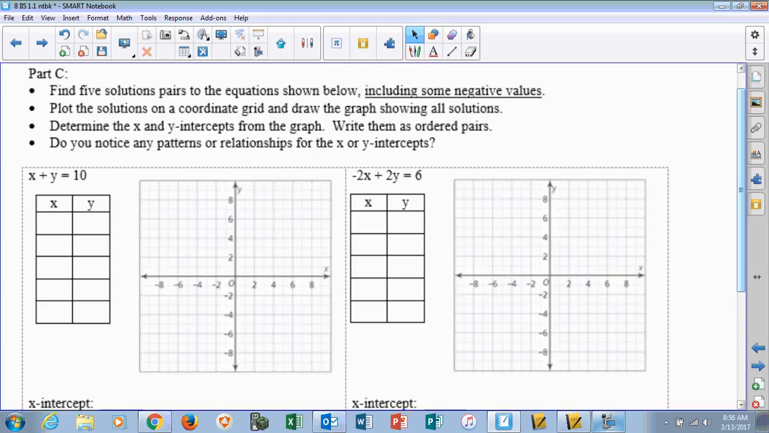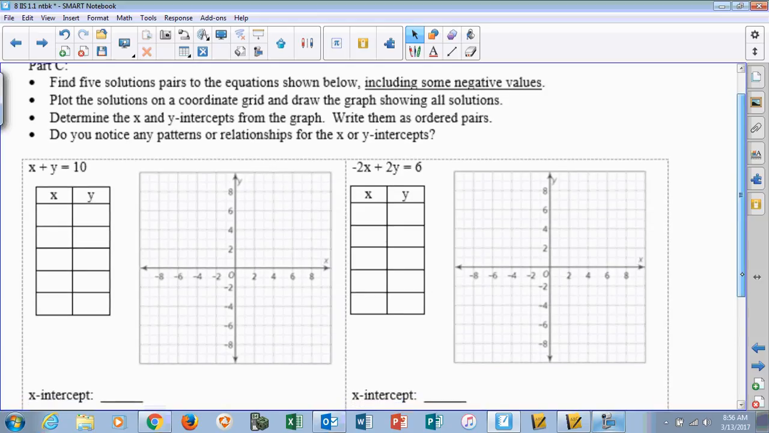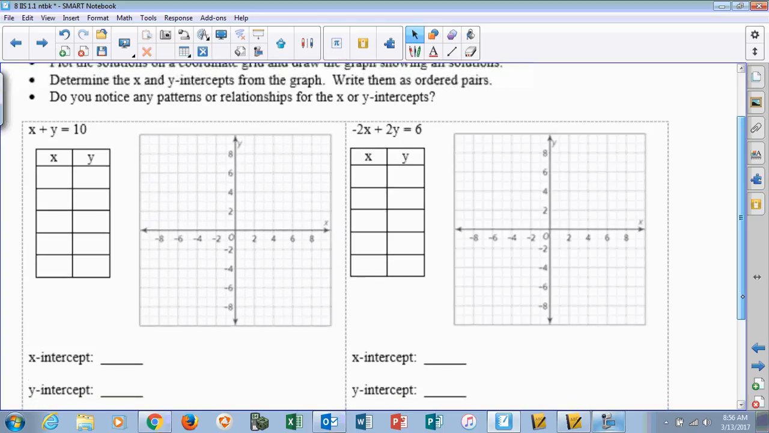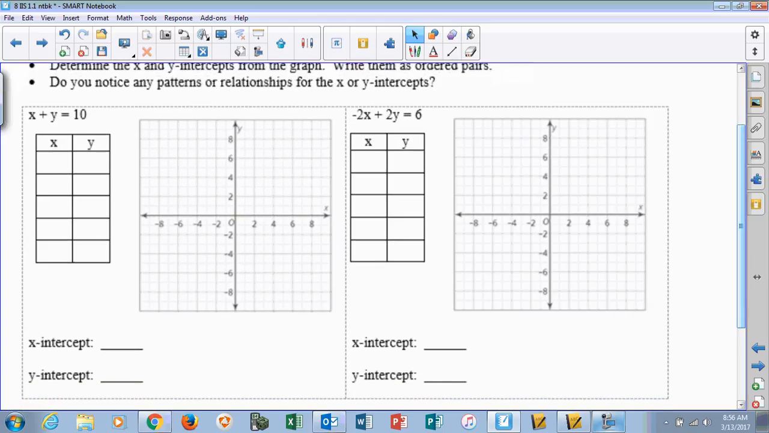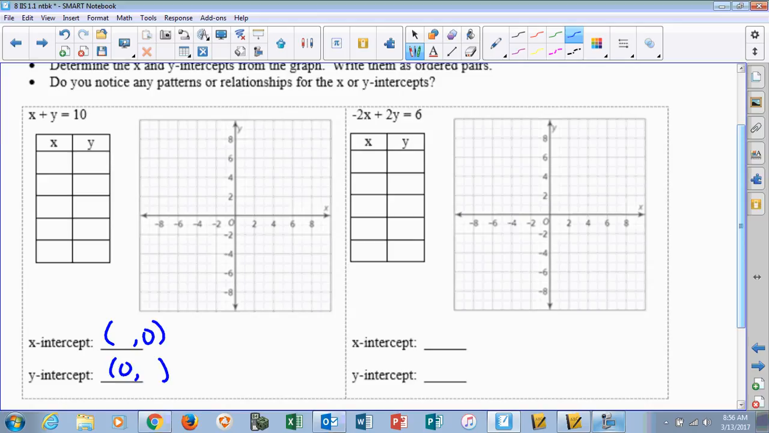Up above, it's going to ask you to find 5 solution pairs to the equations below. You can include some negative values, because remember, now we're not talking about a scenario, we're talking about just an equation. And then down below, you also have to find the x-intercept and the y-intercept. Just to help you out, remember, the x-intercept is when y is 0, and the y-intercept is when x is 0.